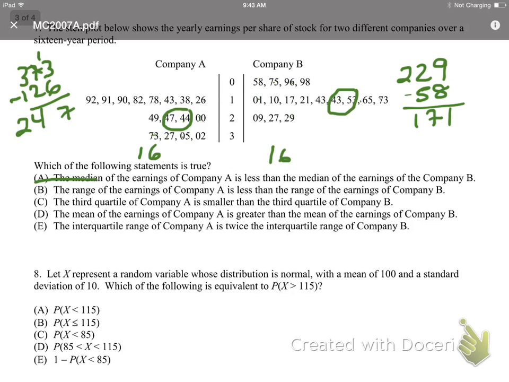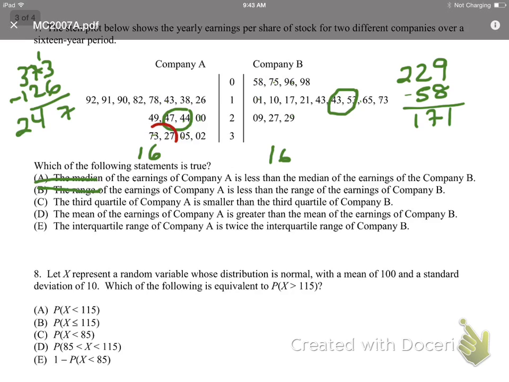So that is out. Now the range of the two companies, so look at over here for company A and company B, I wrote down the highest and the lowest. And the range for A is bigger than the range for B. So this is out because it says A is less than. Now, here they talk about the third quartile of A being smaller than the third quartile of B. So if I have 8 data, that's going to be the 4th and the 5th from the top. 1, 2, 3, 4. 1, 2, 3, no, the 3rd and the 4th. Let me get another color here.